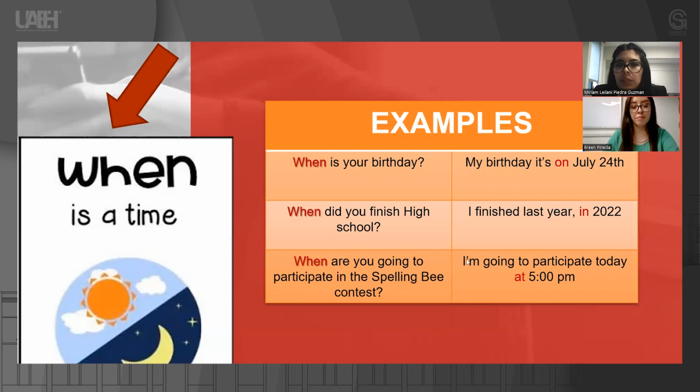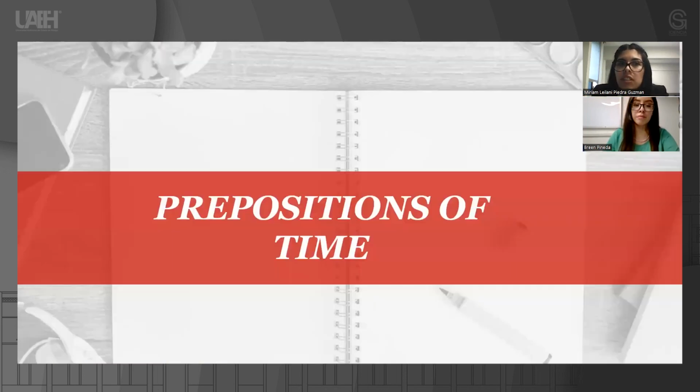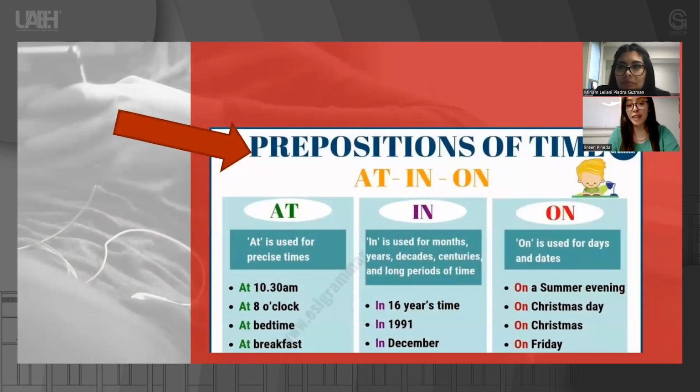Let's continue. Then we have the prepositions of time. As you can see, here we have the prepositions of time. There are 3: at, in, on. And we use each one for different times.